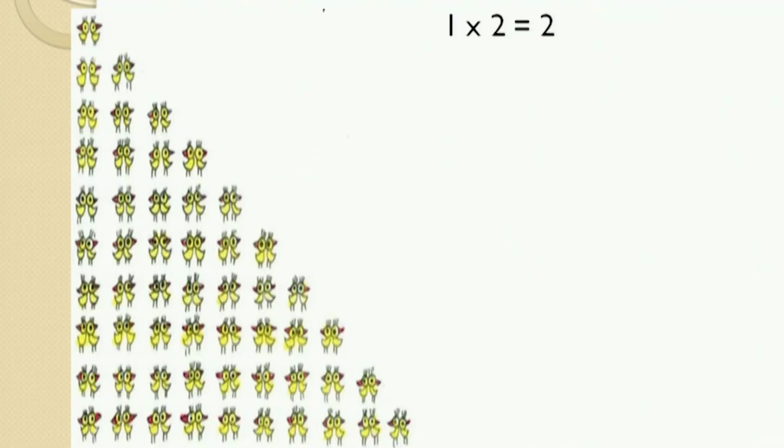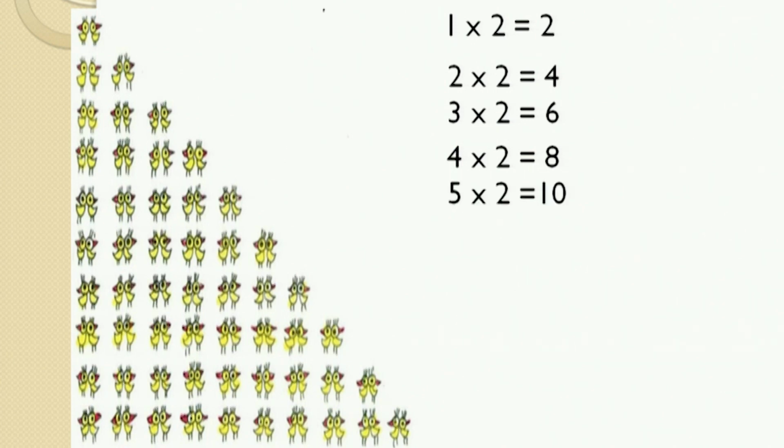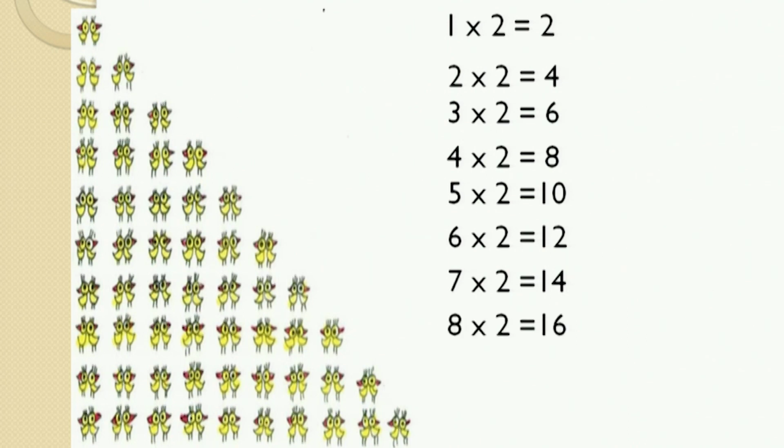Can you see? When I have put 1 pair, it means 2 chicks. 2 pairs of 2 chicks, then 4. When we have 3 pairs, then 6. 4 pairs, total number of chicks 8. 5 pairs, so what will be the total number of chicks? 10. 6 pairs 12, 7 pairs 14, when we have 8 pairs that is equal to 16, when you have 9 pairs that is equal to 18, and when you have 10 pairs of chicks that is equal to 20.